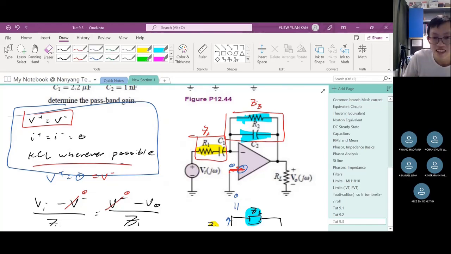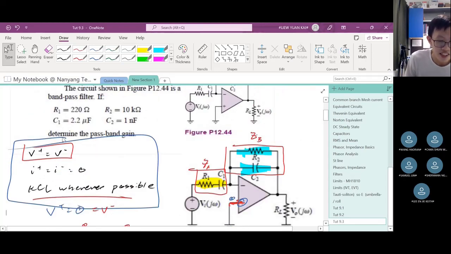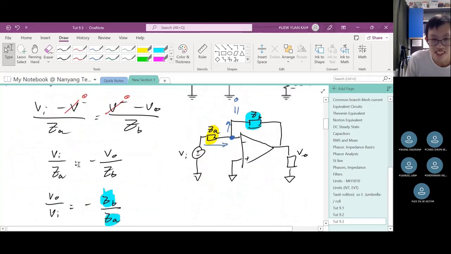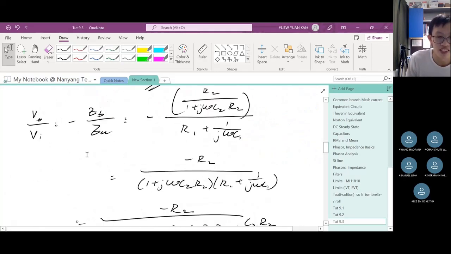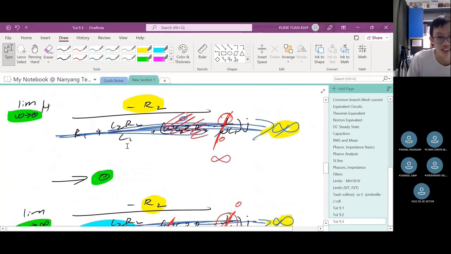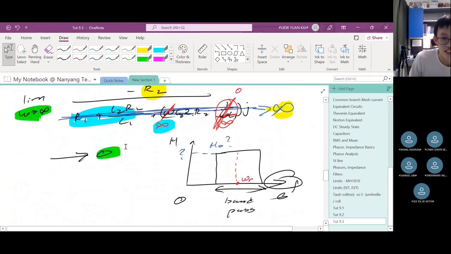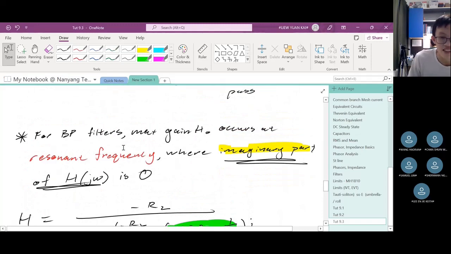It wouldn't make sense to do a KCL somewhere here, for example. What's the current going in? What's the current going out? It makes no sense to do that. But at something more complicated over here, KCL is possible. So that's what I mean by KCL wherever nodes are possible. Remember these three statements. They're the most important to get started with op amp. You also need to remember your impedance formulas from last week. What else? Taking the limits. And this one also.